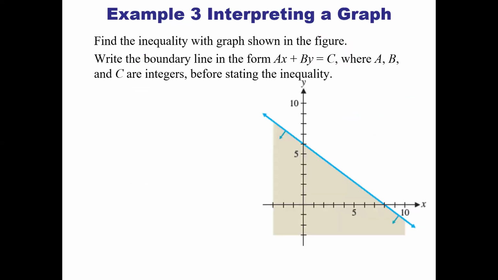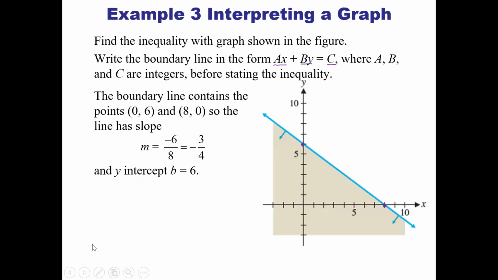All right. What if we find the inequality with a graph shown in the figure? So this is a graph of the figure. And what we want to do is write the boundary line in the form ax plus by is equal to c, where a, b, and c are integers, before we state the inequality. All right, so what we're going to have to do is we choose 2 points, probably that point, and that point's going to be the easiest one. We're going to get our slope from that. And so when you do that, we get -3/4.